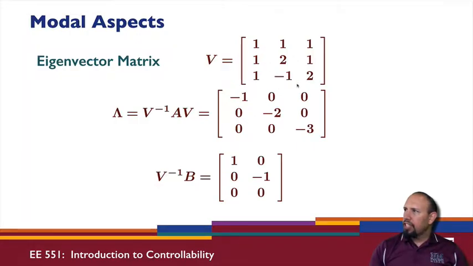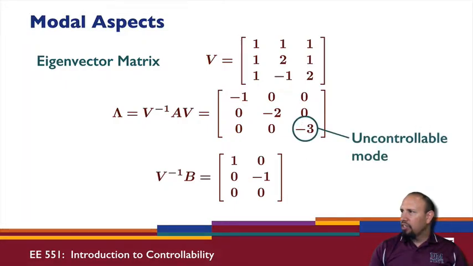Now, for that same system, I actually have this eigenvector matrix, and so here are the eigenvalues, -1, -2, -3. So this is in the new coordinates, if I now use modal coordinates, that is, if I use as a transformation matrix the inverse of V, this is what I get. And so notice that this row of zeros is associated with that eigenvalue, and so we have an uncontrollable mode. So an uncontrollable mode is associated with a row of zeros in the B matrix in the transformed coordinates. Okay, so it's associated with a row of zeros.